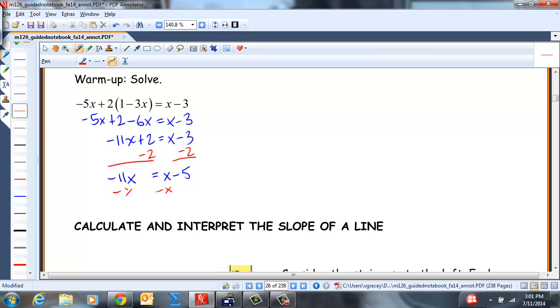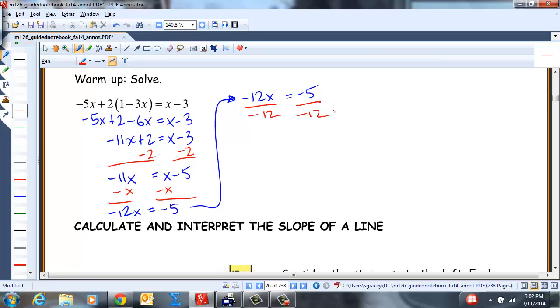Subtracting x from both sides, we'll have negative 12x is negative 5. And finishing off by dividing both sides by negative 12, I'll just rewrite it up here, we will have x is equal to 5/12. How'd you do? Awesome. All right.